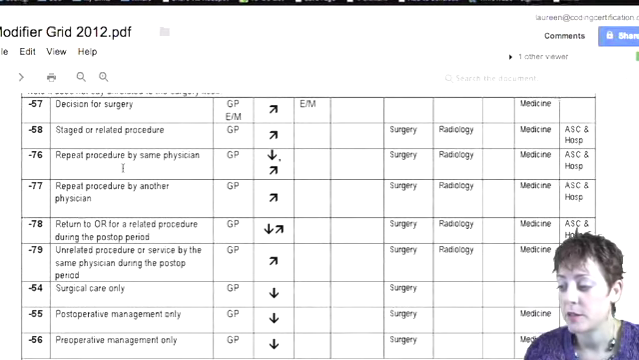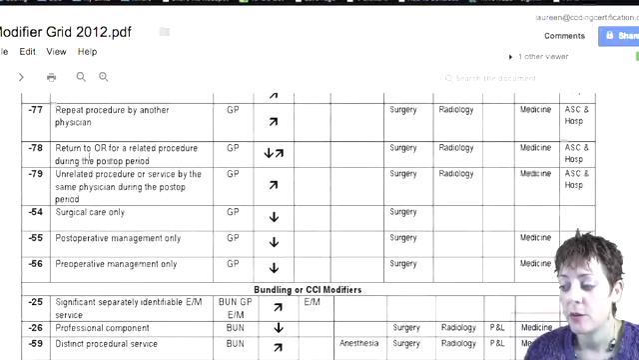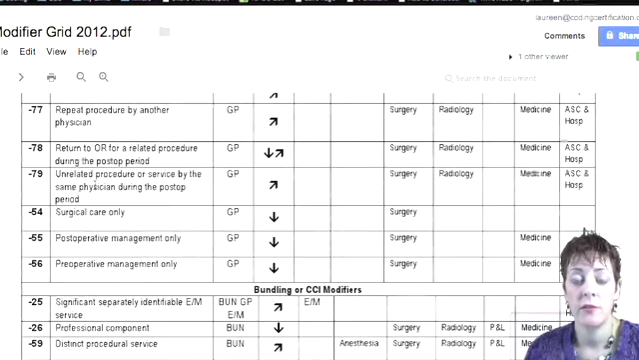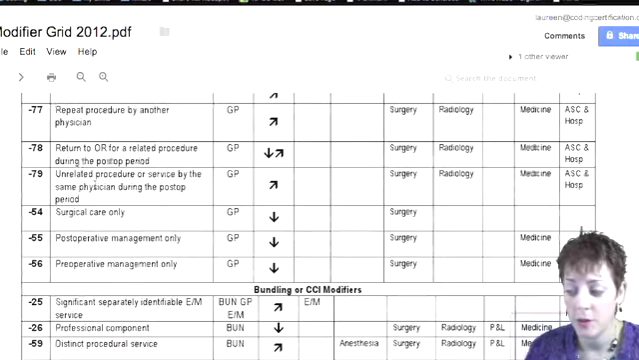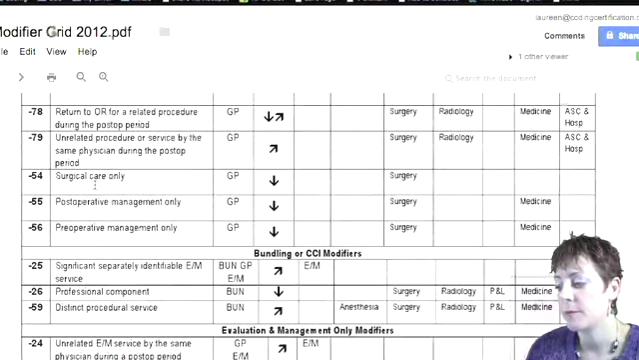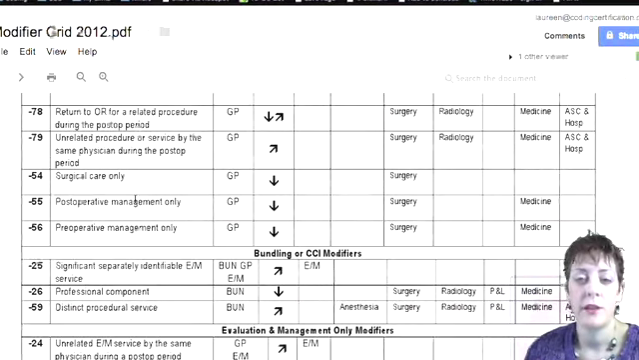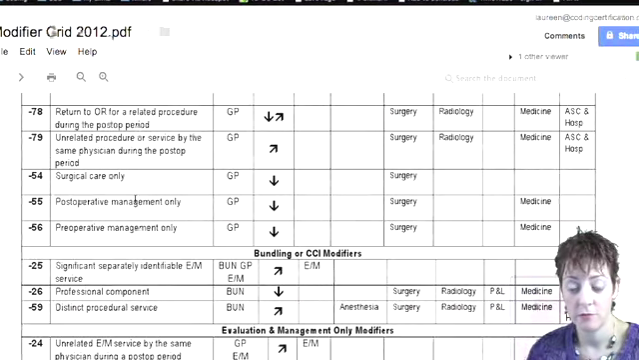76, repeat procedure. 77, repeat by another physician. 78, return to the OR for a related one. 79, unrelated procedure. So maybe they had hip surgery and they fell and broke the other hip. So it's unrelated to the first one, but they're being seen by the same specialist. So they would use 79. So you get the idea. Understand it by family, and that will help you know when you need to even consider modifiers at all.